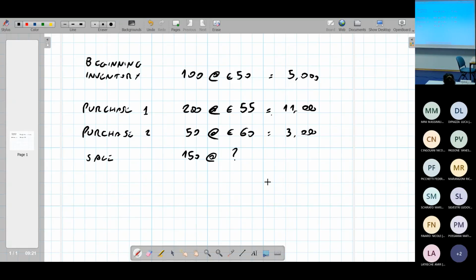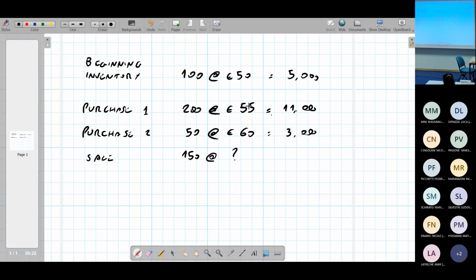I'm thinking about the perpetual system right now. So clearly, there are several options here. You could, for instance, identify the specific items you're selling. So I know I'm selling, for instance, the 150 units. They come from the first purchase I made, so I know that they are worth 55. If you can tell the precise units you're selling, if you can identify them, you can use the specific cost of those units.